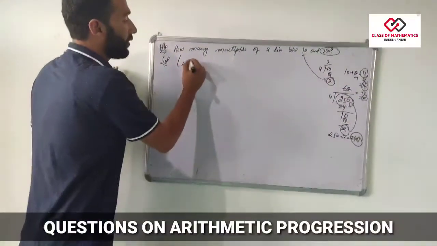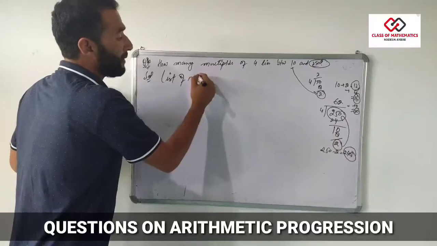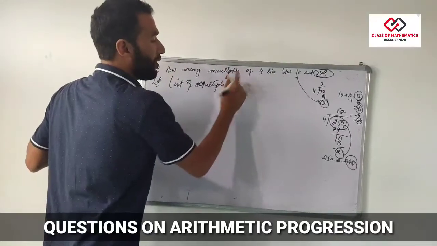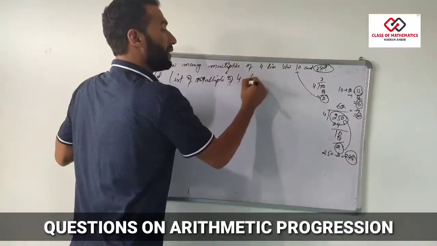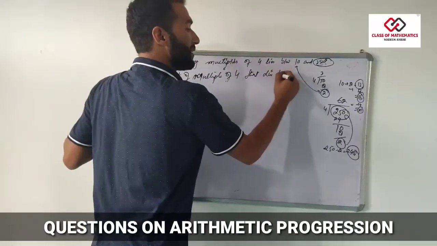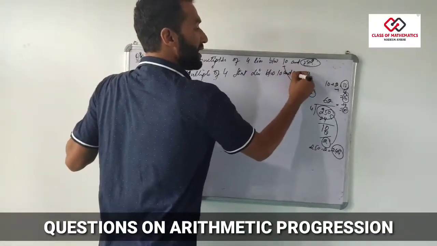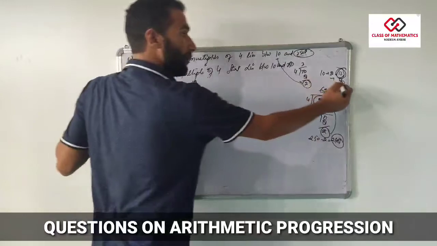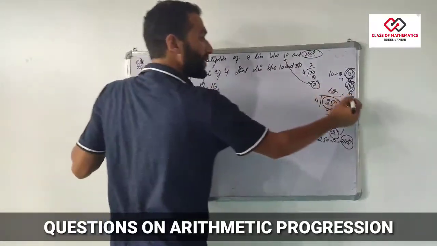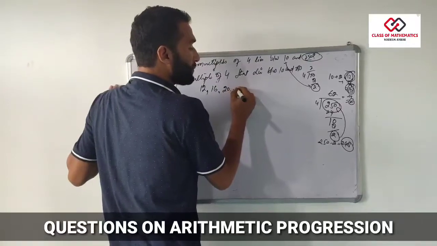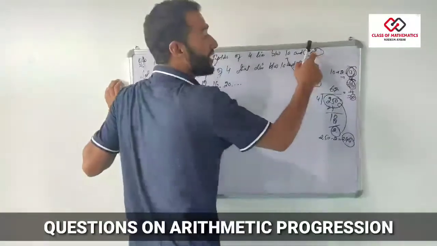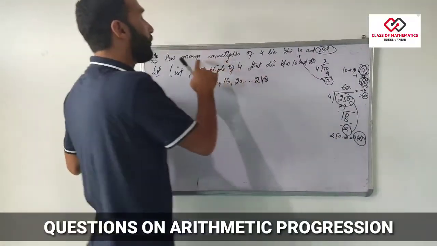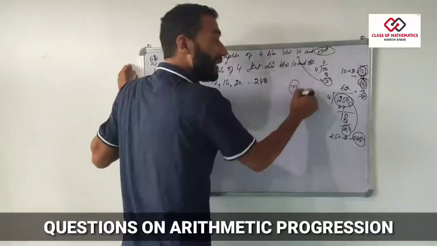So the list of multiples of 4 that lie between 10 and 250. What's the first number? That will be 12. Followed by, what's the second? That will be 16. Followed by, what's the third? That will be 20. Now it goes up to, what's the last number? 250 is not a multiple, but what comes before it? 248. Now we have to find out how many. That means we have to find the n number of terms.